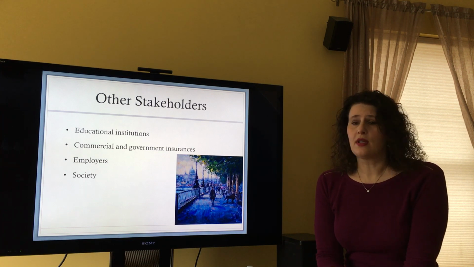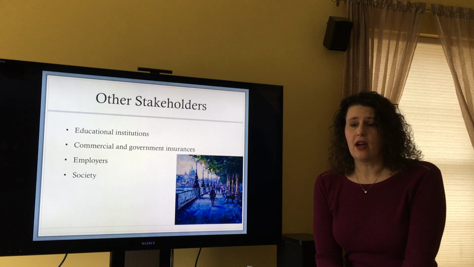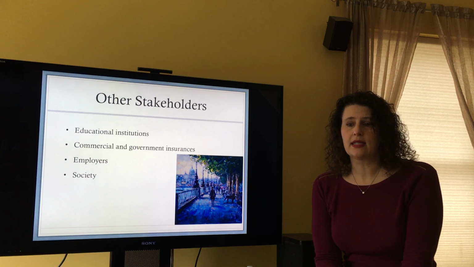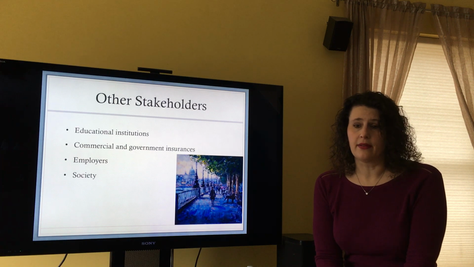Other stakeholders include commercial and government insurances, employers, and society in general. All of these stakeholders bear the increased expense of caring for those who have advanced morbidity and mortality as a result of healthcare disparities. These costs encompass direct medical care, indirect costs like loss of productivity, and premature death.